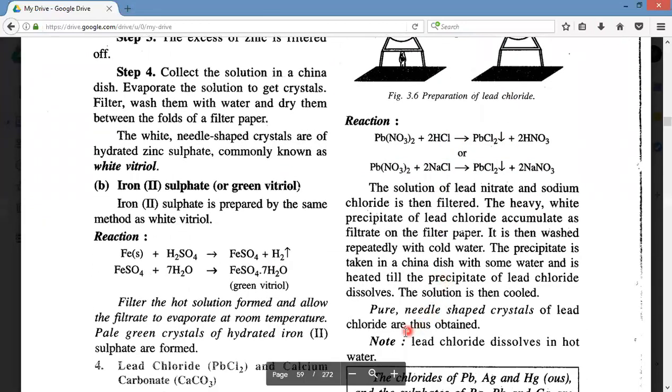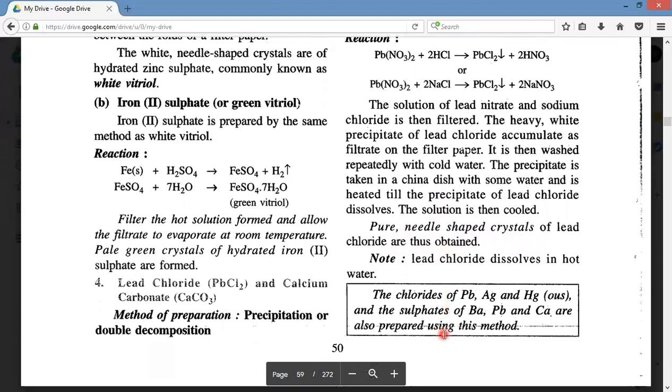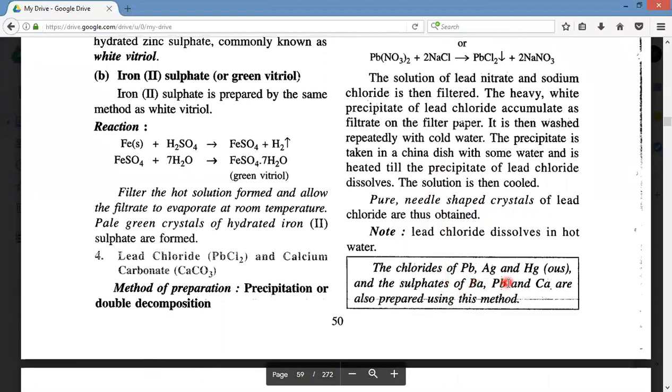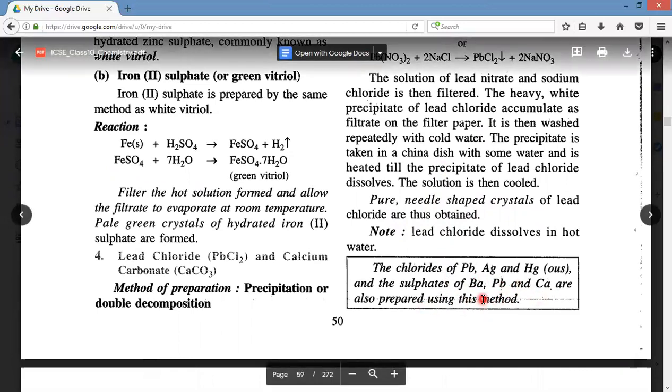In that process, we can observe pure needle-shaped crystals, the shape of the crystal is needle shape. The chlorides of lead, silver or mercurous and the sulfates of barium, lead and calcium can also be prepared by this method.